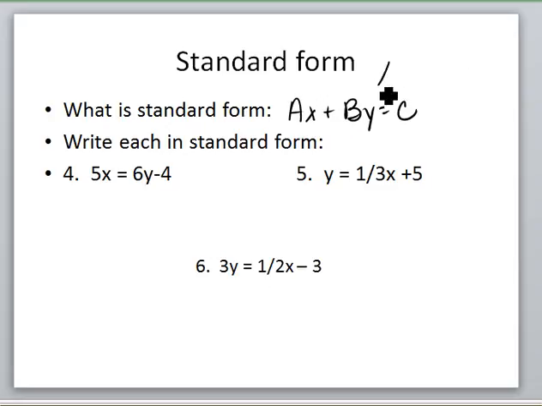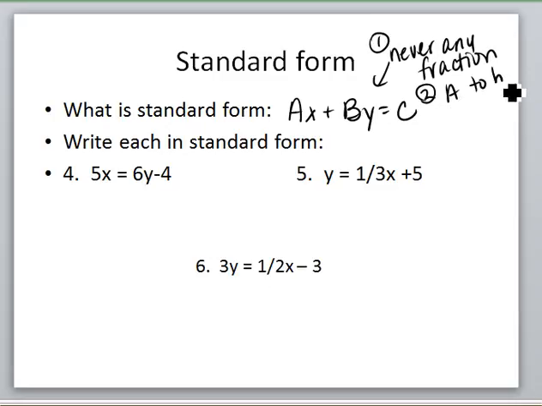Other things we need to know about it is that there are never any fractions in standard form, and we always want a to be positive. We want a to be positive. So what we're going to do is write each of these in standard form.